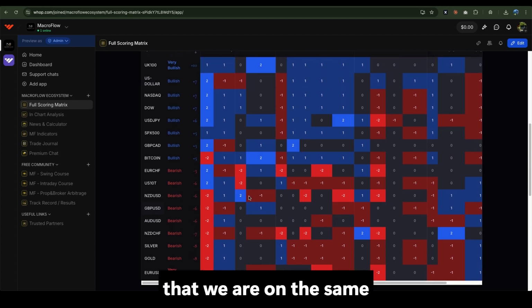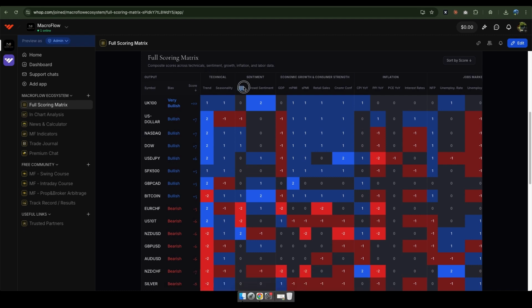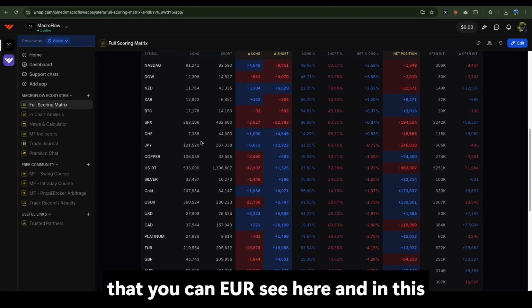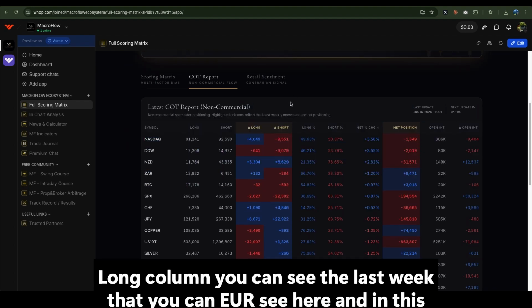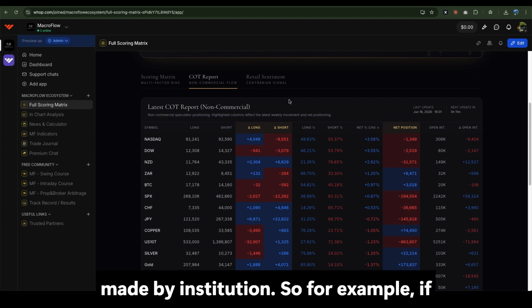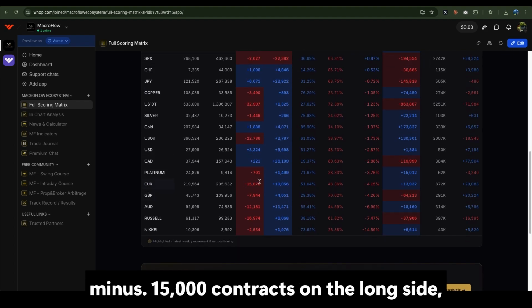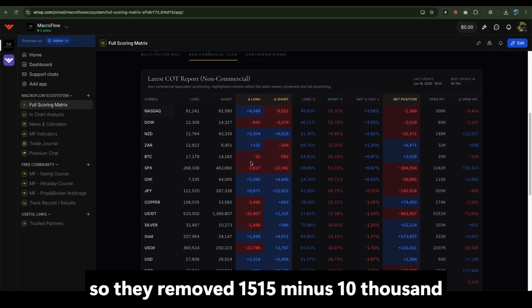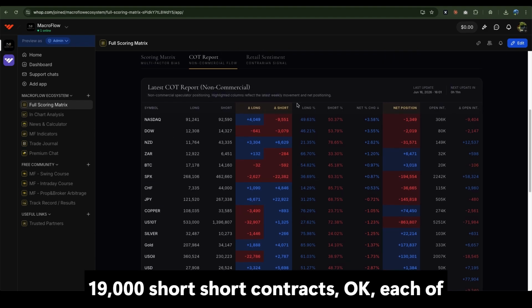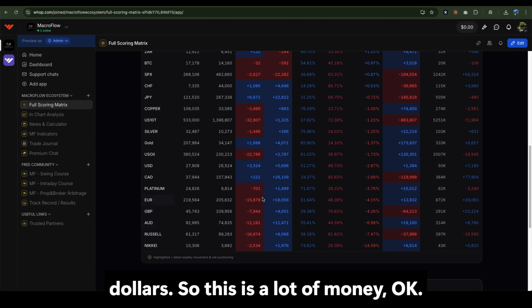On top of that, we add some factors. For example, I really care about the COT positioning. So I go into the COT tab that you can see here. And in this column, you can see the last week's positioning change made by institutions. So for example, if we have a look at EUR, we had a minus 15,000 contracts on the long side. So they removed 15,000 long contracts and they added 19,000 short contracts. Okay, each of these contracts is $1,000. So this is a lot of money.